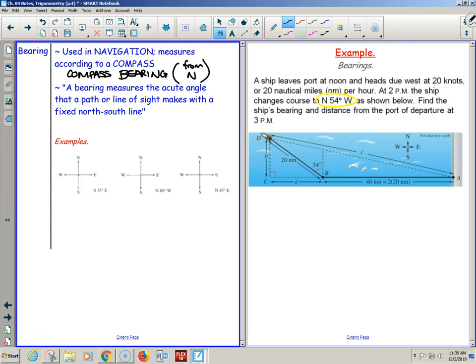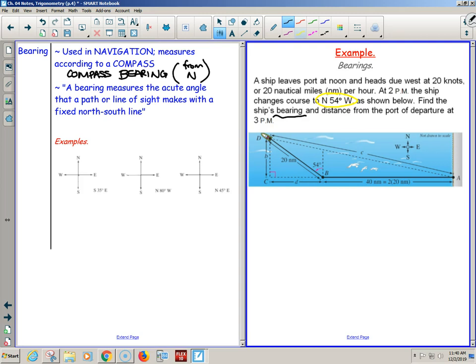Think North Star. If you were in the middle of the ocean, the North Star is like your reference point that you could try to use if you don't have any other instruments. You could try to find the North Star and then measure based on that. So compass bearing is always from north, but if they just say bearing and it gives you two different directions, they're actually telling you where to start and what direction to go in.